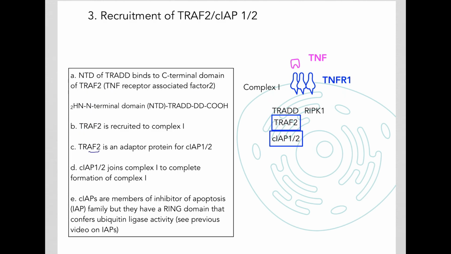Now TRAF2 is an adapter protein for cIAP1-2. So now cIAP1-2 will join complex 1, and this will now complete the formation of complex 1. Now cIAPs are members of inhibitors of apoptosis, the IAP family that we talked about in a previous video. Now the cIAPs have a domain called a RING domain, and this RING domain confers to this protein ubiquitin ligase activity.